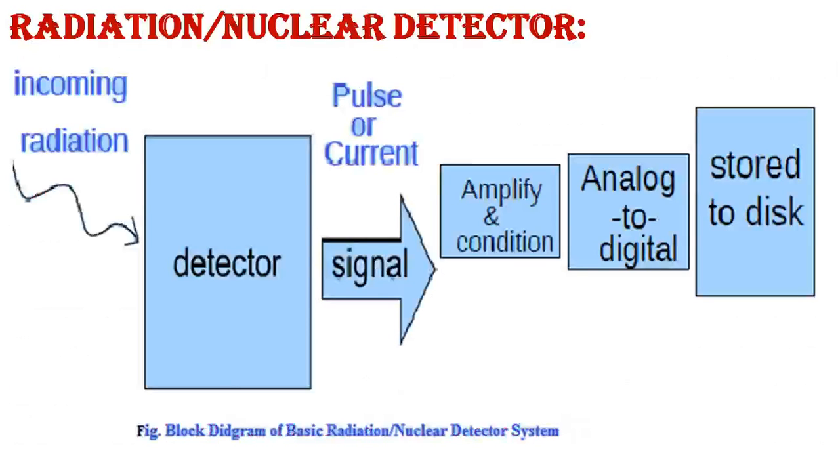So this is the block diagram of a radiation and nuclear detector. There is the incoming radiation. It is detected by a detector and converted into a signal, like a current or pulse signal, that is amplified by an analog signal conditioning circuit. Then we use an ADC, the analog to digital converter, which gives it to the disk to store, and which shows the numeric value of that radiation.